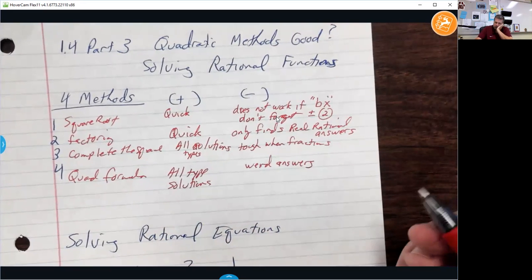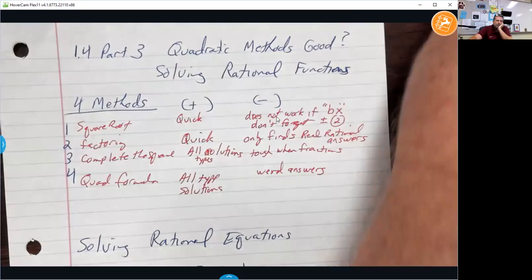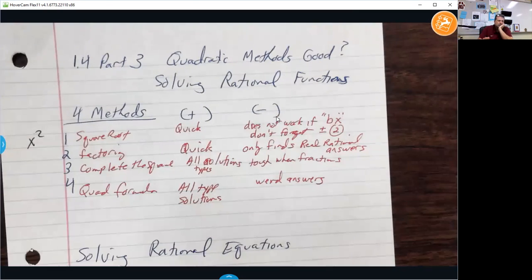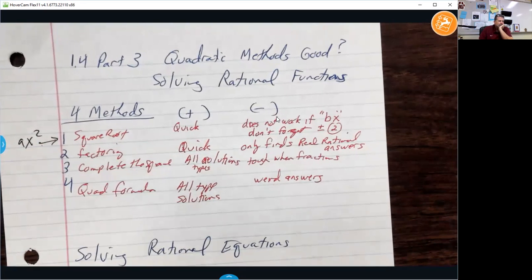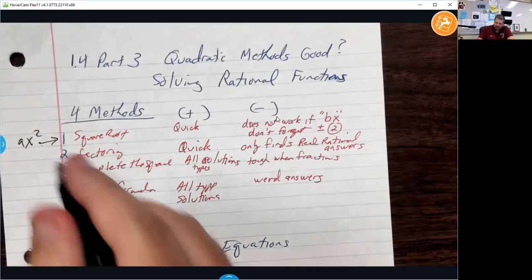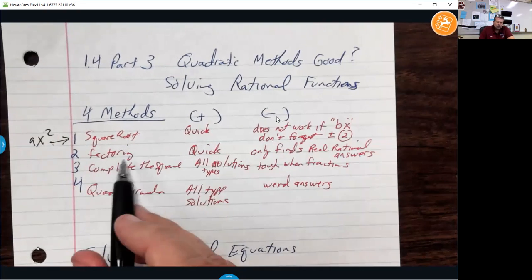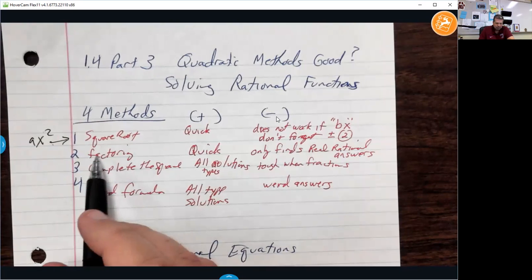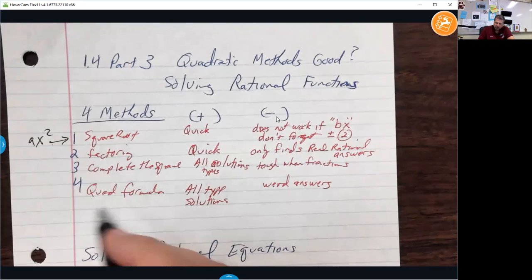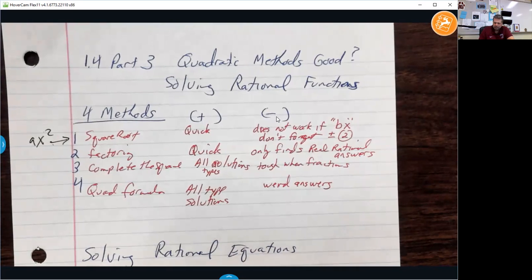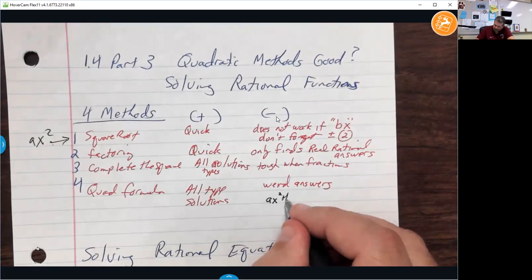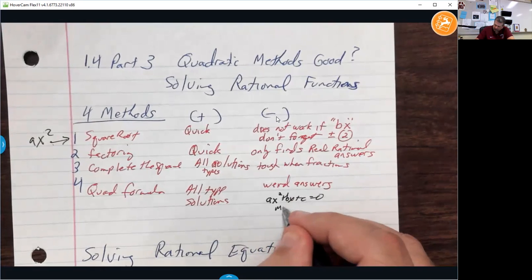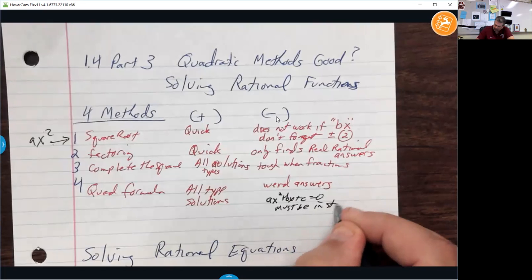Now here's what I tell people. If you see that it only has an x squared of some sort in it, no x, go straight to the square root. If it has everything, try factoring, but don't take more than 30 to 45 seconds at the most. If you cannot factor it in 30 to 45 seconds, go straight to the quadratic formula. Remember, one of the cons of the quadratic formula is it must be in standard form.